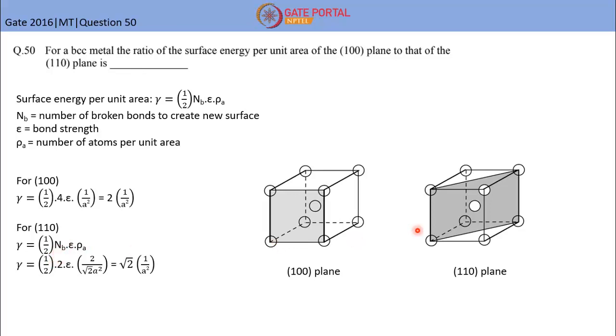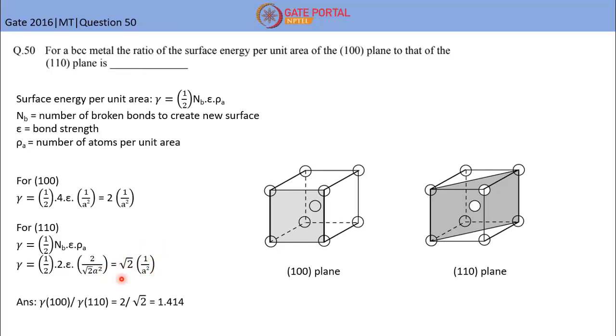Similarly for 110, gamma is given by the same formula. Here the number of broken bonds, as I told you, if you cut from this, 2 bonds will be broken. Epsilon remains the same, the bond strength, because these are the same atoms. And here, as you can see, the number of atoms will be this complete one and this 1/4, 1/4, 1/4, 1/4. So this accounts for 1 and this complete one. So 2 atoms divided by, this will be √2a and this will be a. So √2a into a, so √2 a square, and this becomes √2 of 1/a square.